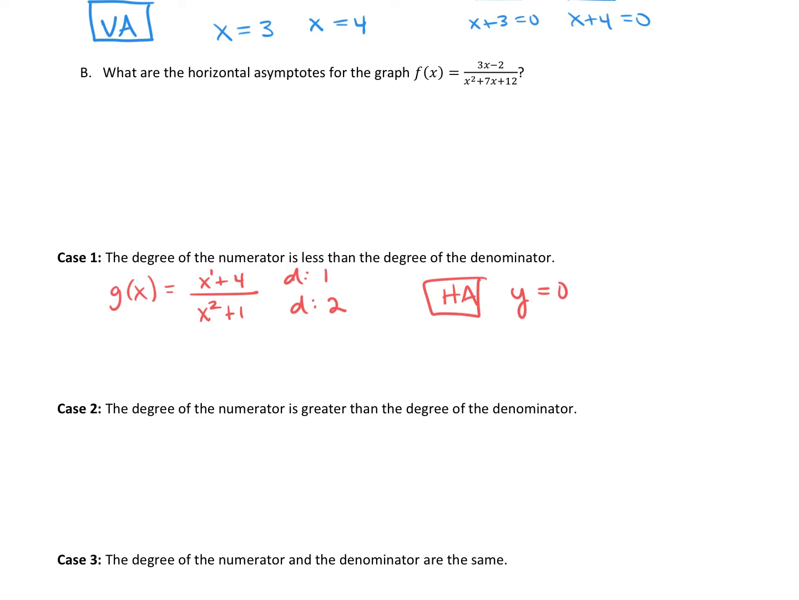Case number 2, what if the degree of the numerator is greater than the degree of the denominator? So it's kind of opposite of what we just did. So let's look at an example just to see it instead of just read it. So if our function h of x is x squared plus 1 divided by x plus 2. Let's identify the degree of the numerator. That has a degree of 2. And then the degree of the denominator is 1. If the degree of the numerator is bigger, then there is no horizontal asymptote.